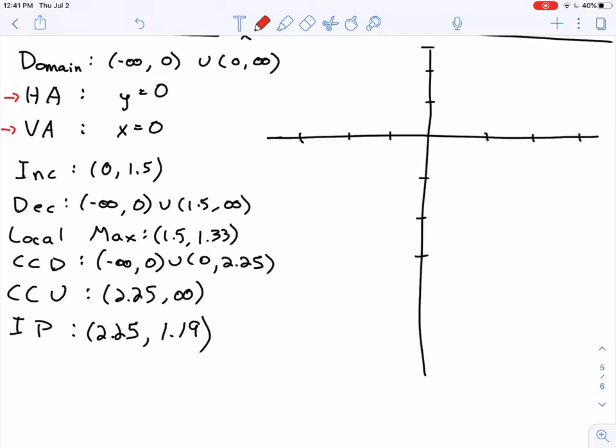I think actually I'm going to start with my vertical and horizontal asymptotes. We have a vertical asymptote at x equals 0. So right here on the y-axis we should have a vertical asymptote. And we have a horizontal asymptote at y equals 0, so right there on the x-axis.